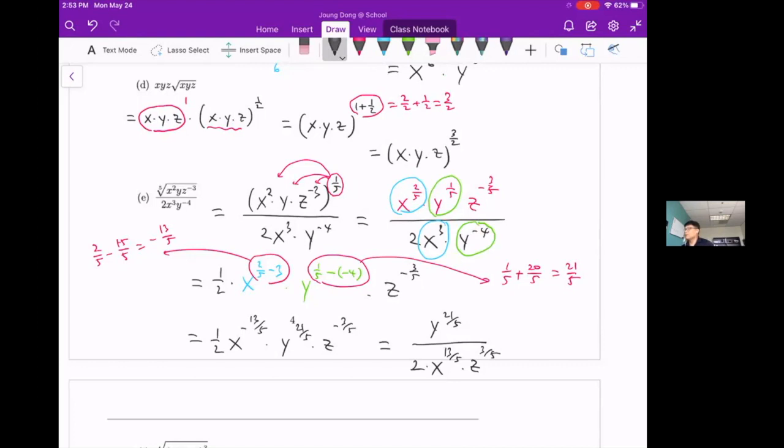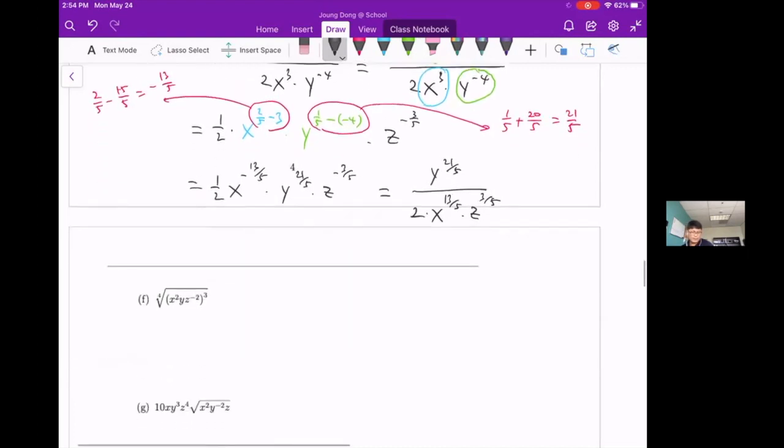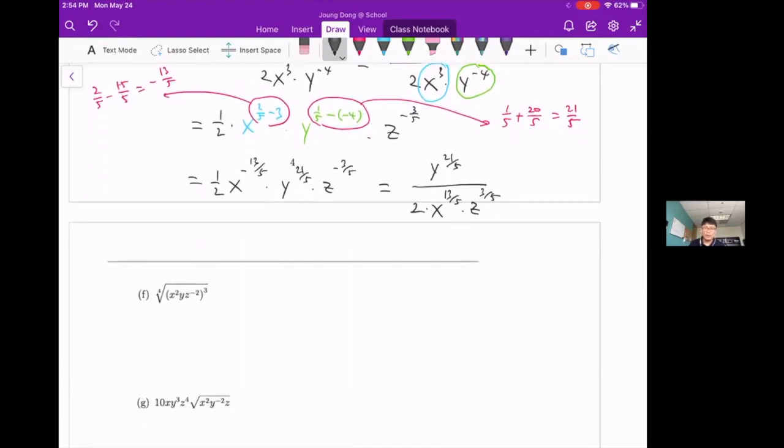And then what about the next one? So look at that, same thing. Okay, so the index of your radical function is 4, then it can be written as power 1/4, okay? We're going to start from there, okay? So it is equal to x squared y z to the negative 2 and cubed, to the 1/4 at the same time. We can do it this way, okay?